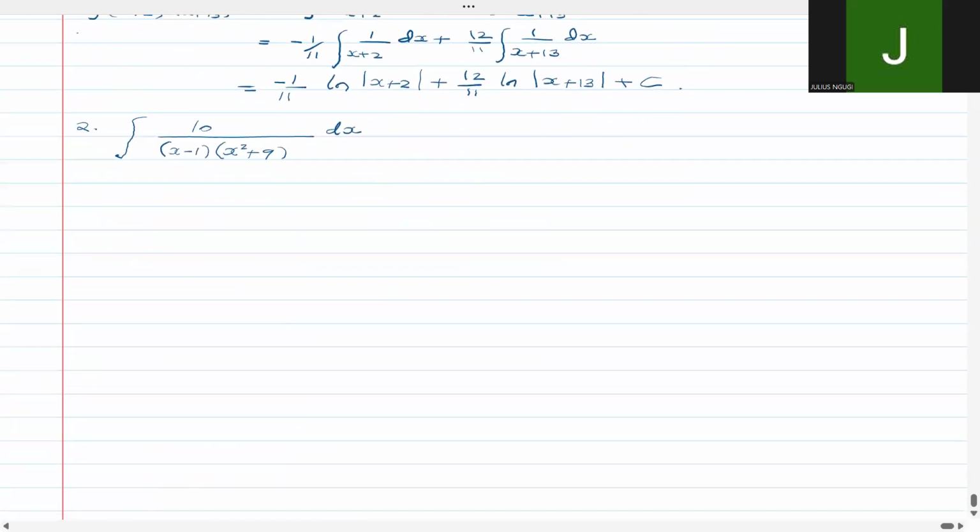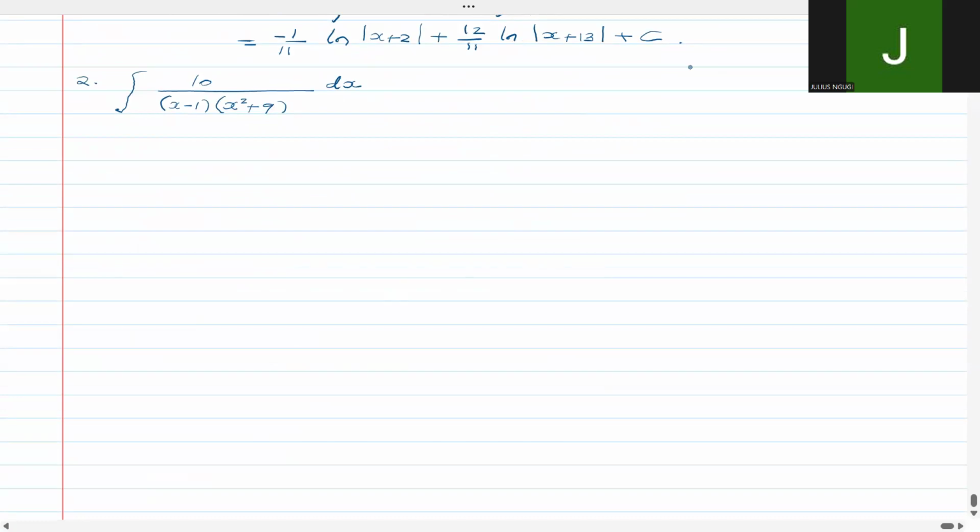Let's do the second one. Same thing, but this one has been simplified to two factors. One is a linear factor. This factor here is linear because the highest power of x is 1.